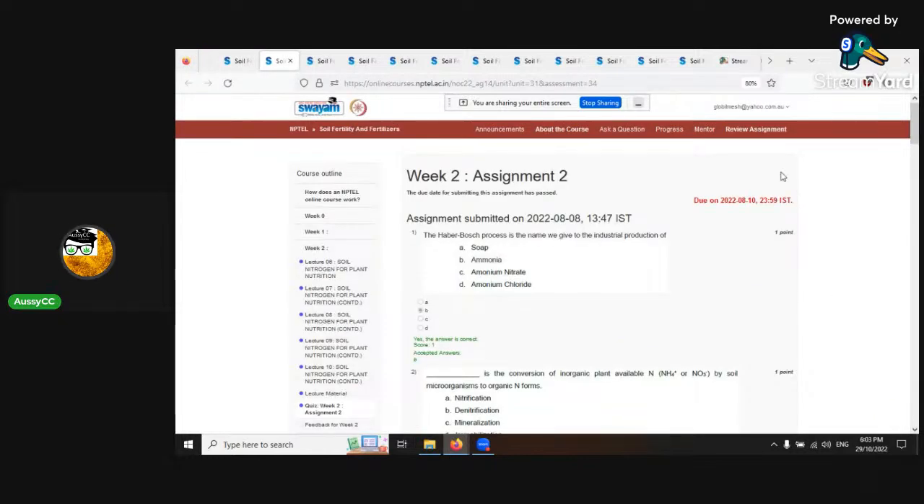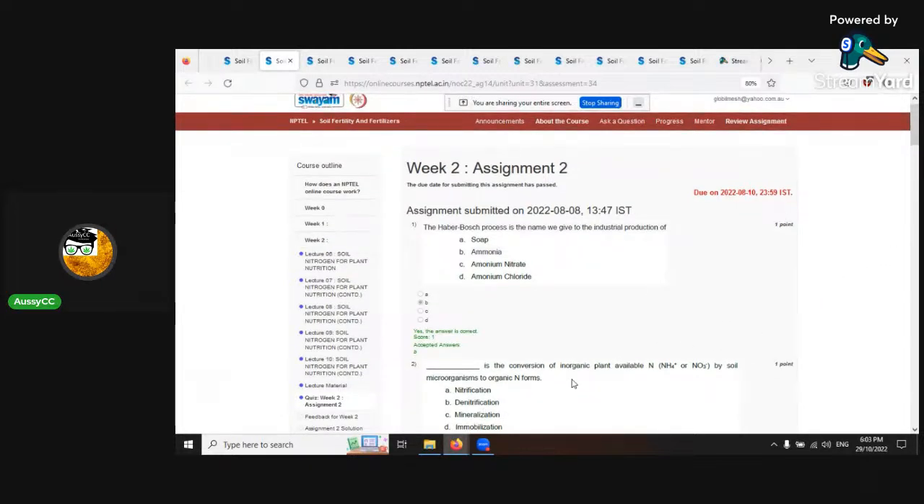Haber and Bosch is an ammonification process. Something is the conversion of organic to plant-available nitrogen by soil. Is there another one down the bottom? Immobilization, I think. Mineralization is the conversion of organic to inorganic by microbes.